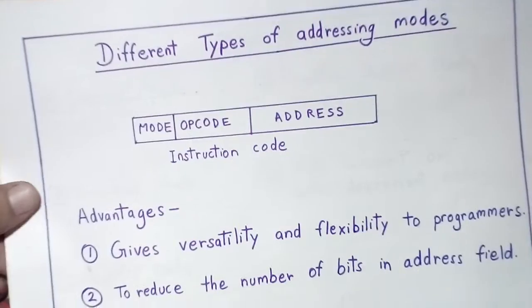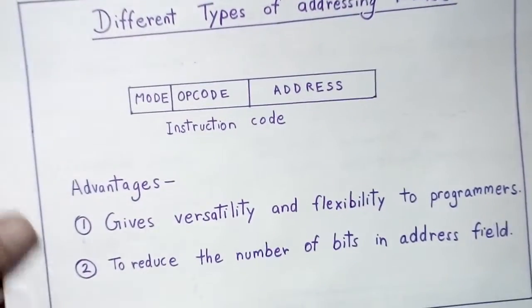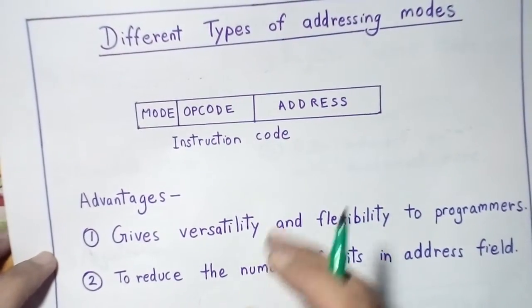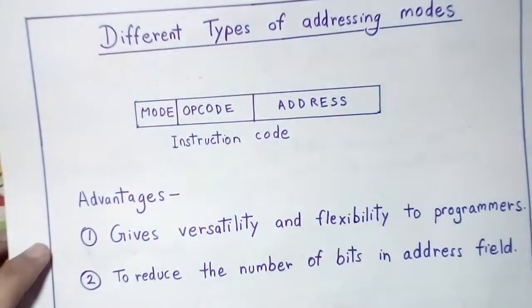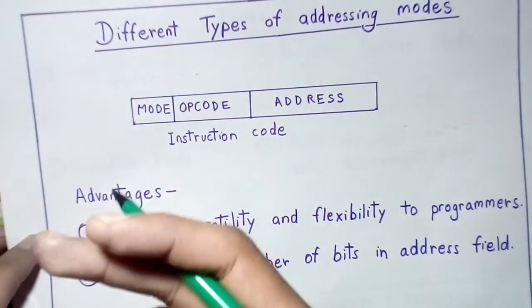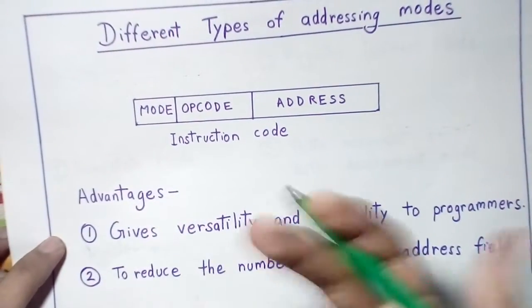This is the mode part. Now there are some advantages associated with it. It gives versatility and flexibility to programmers, which means the way in which the address is accessed gives the programmer more options to write the program more efficiently and make the program faster and better.